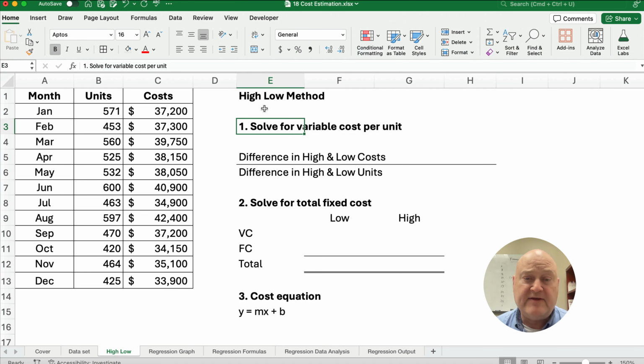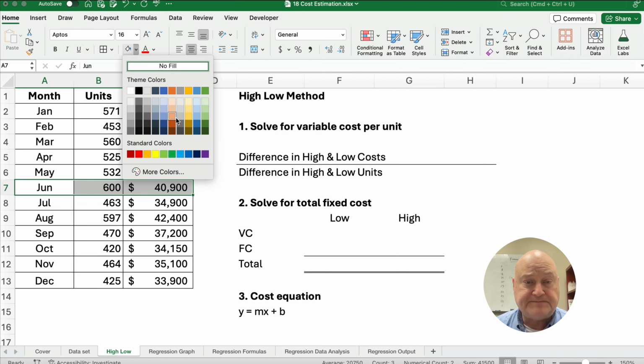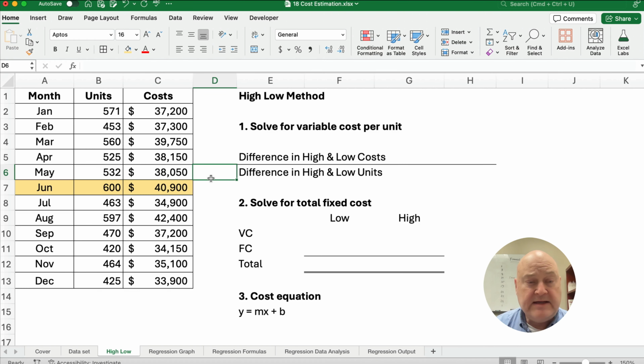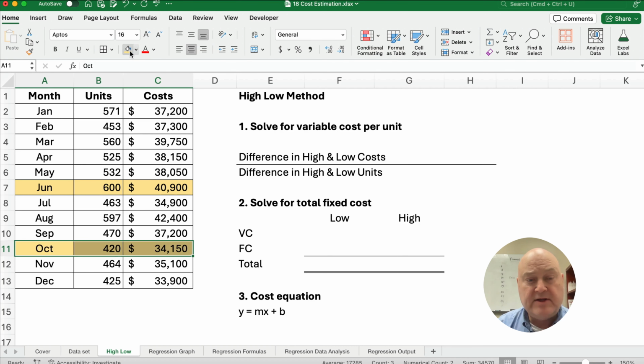And so the high-low method says, look, we're going to take the difference in the high and the low units. Okay, so what we need to do is find where is our high. Well, it's going to be right here, the June 600. So I want to highlight that so we can focus on that. Now that's going to be our high units, and we're going to find our low units. Well, I think it's going to be the 420 right here in October. So that's our low units.